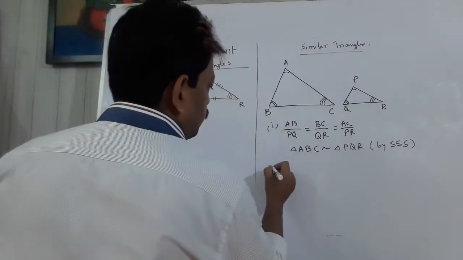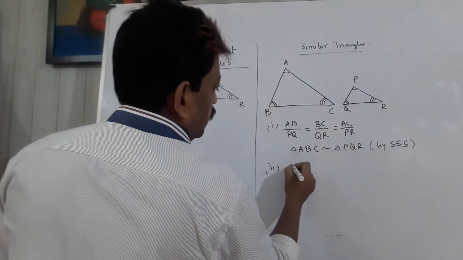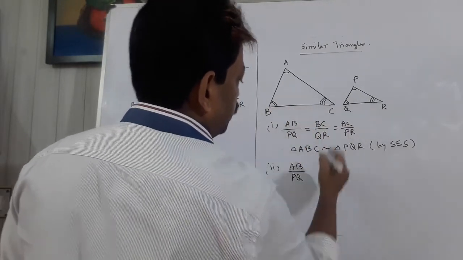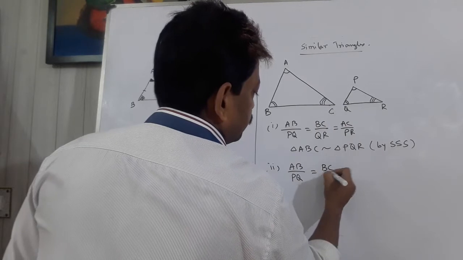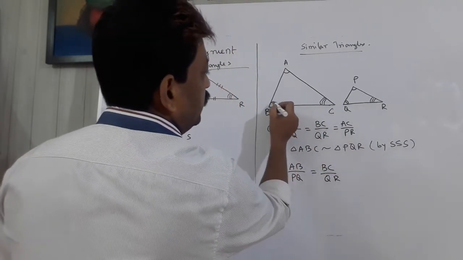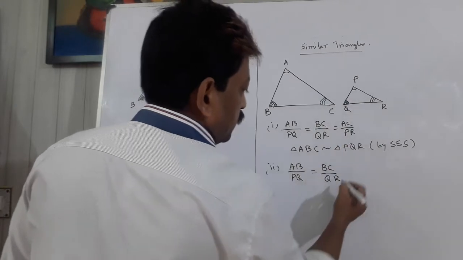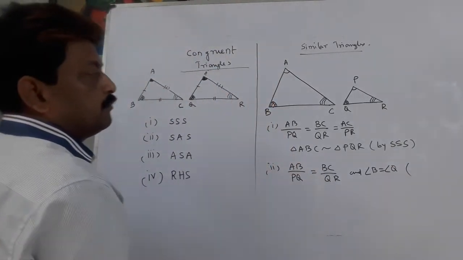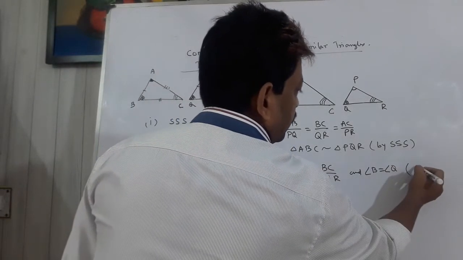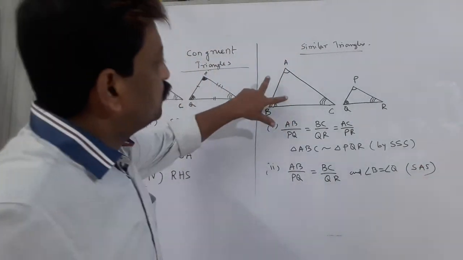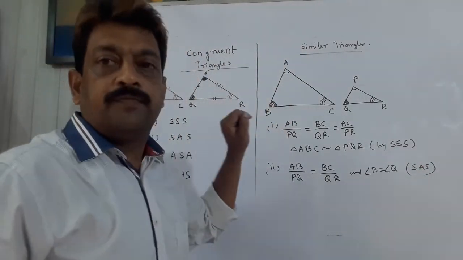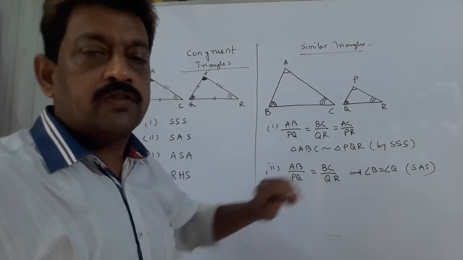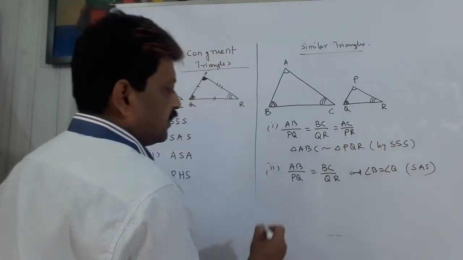Similarly, if any two sides, like AB is proportional to PQ, BC is proportional to QR, and angle B equals angle Q, then these two triangles become similar by the criteria SAS. Two sides and included angle: two sides are proportional and the included angles are equal. The angles must be equal in case of similar triangles. So SAS is the criteria.